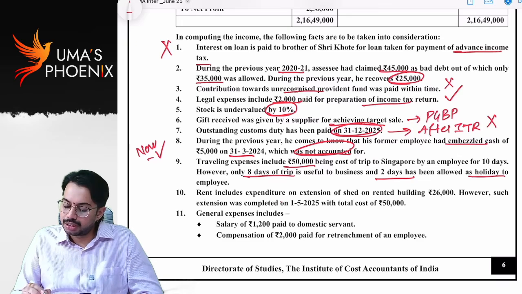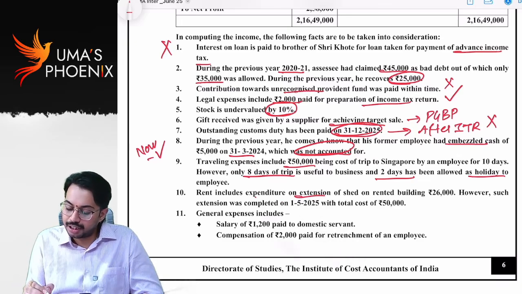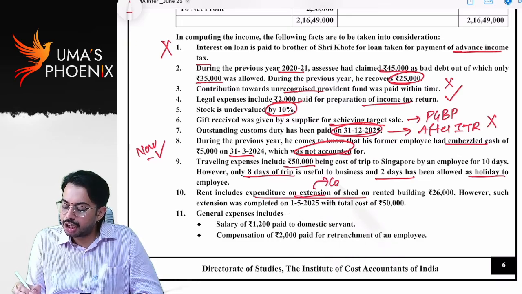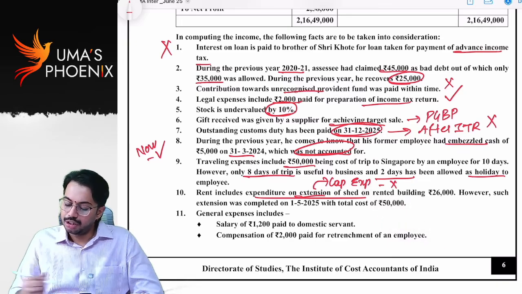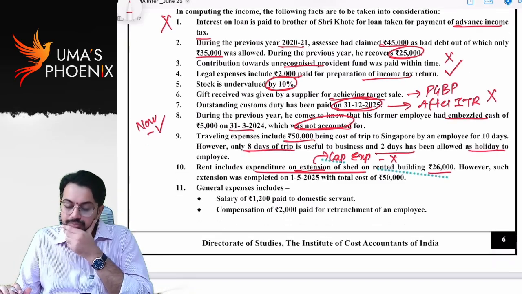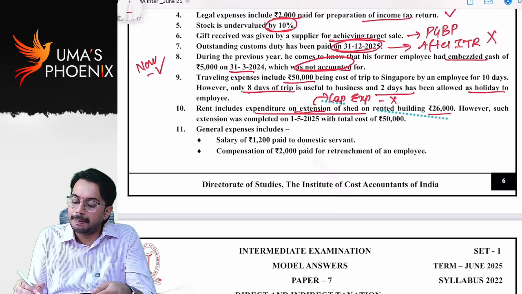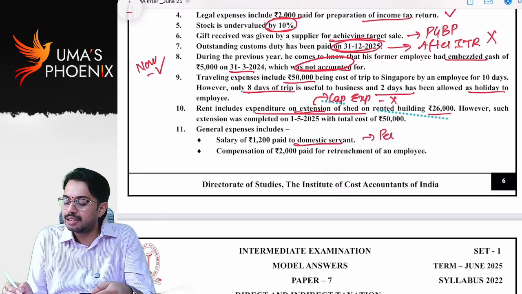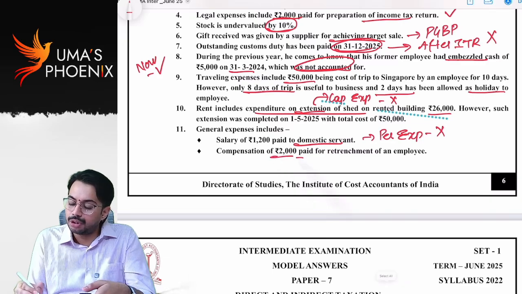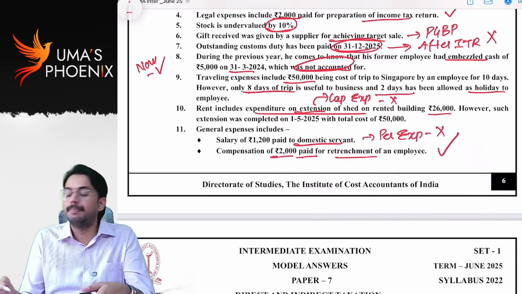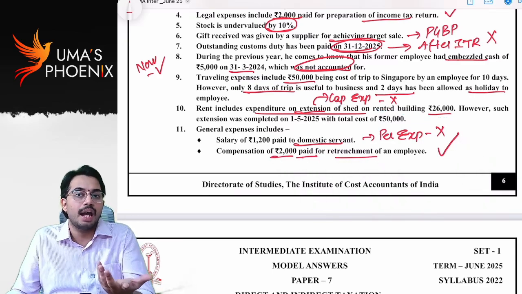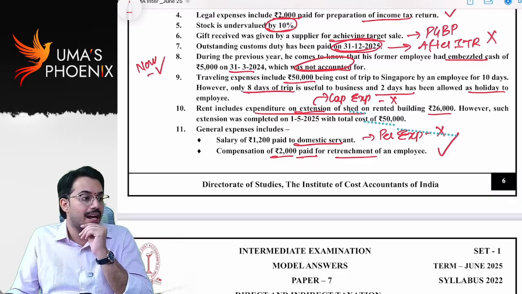Rent includes expenditure on extension of shed. Expenditure on extension of shed, capital expenditure not allowed as deduction. So 26,000 not allowed as deduction. It is to be disallowed. General expenses include salary paid to domestic servant. It is personal expenditure not allowed as deduction. Compensation of 2,000 paid for retrenchment of employee, that is allowed as deduction. Genuine expenditure paid to employee allowed as deduction.